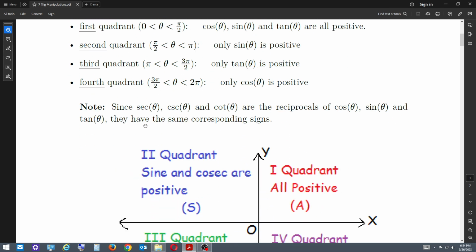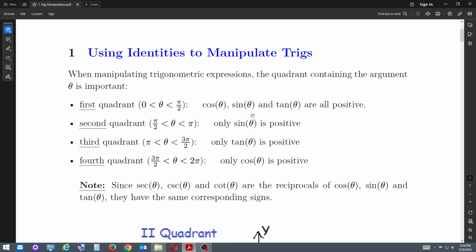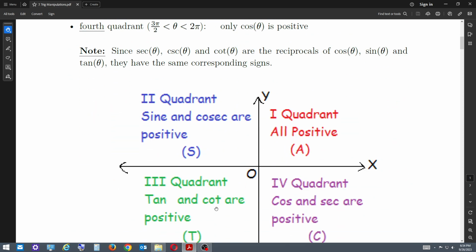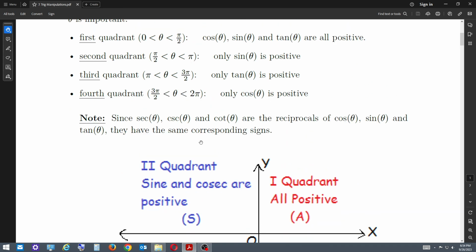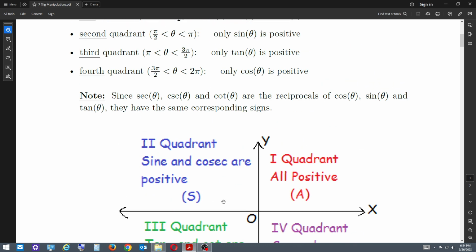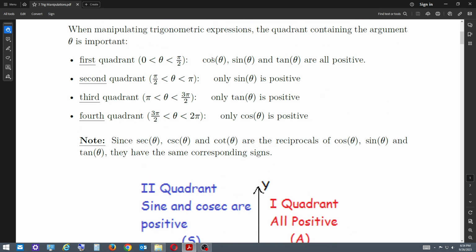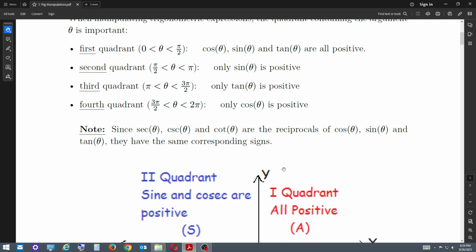If it's in the second quadrant, meaning the angle is between 90 and 180 degrees, then only sine theta is positive. The other two, cos theta and tan theta, are negative. If it's in the third quadrant, then only tan theta is positive. The other two, sine and cosine, are both negative. And finally, for the fourth quadrant, cosine is positive, but sine and tan are negative.